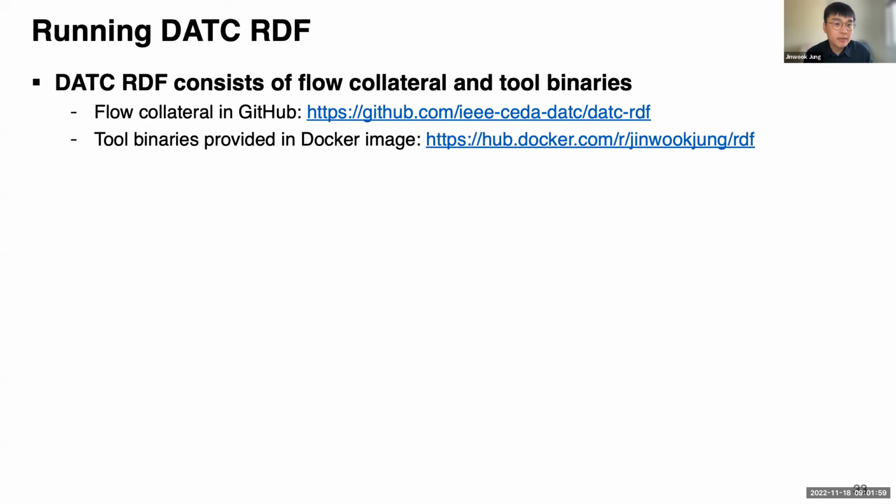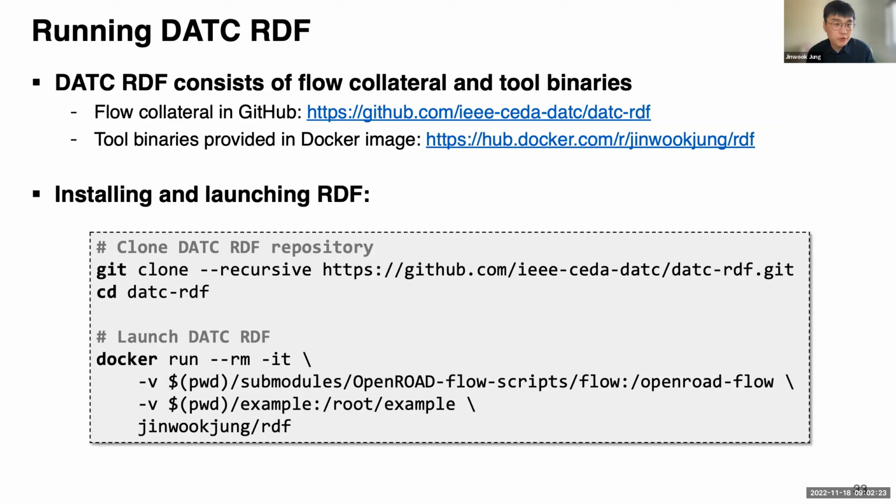So how to use this DATC RDF? DATC RDF consists of flow collateral and tool binaries. And the flow collateral, which includes flow scripts, PDK libraries, and example designs, is provided in the GitHub repository shown in this page. And the compiled tool binaries included in the DATC RDF flow are provided as a single Docker image. And this is the script to install and launch the DATC RDF. We can just clone the DATC RDF repository, which has all the flow collateral, using the typical git clone command. And then we can launch the DATC RDF using the Docker run command, pointing to the DATC RDF Docker image.